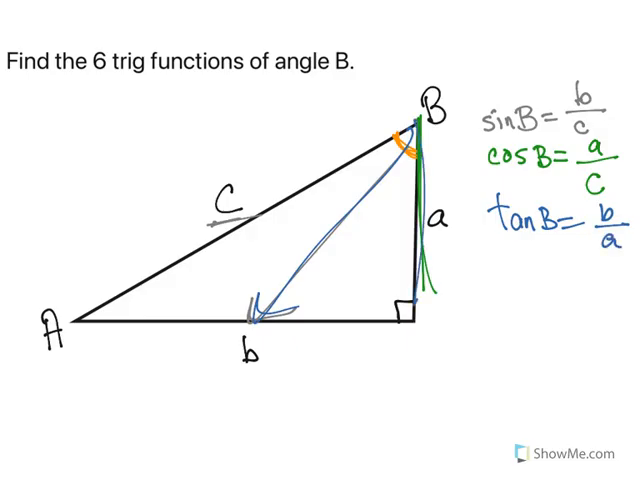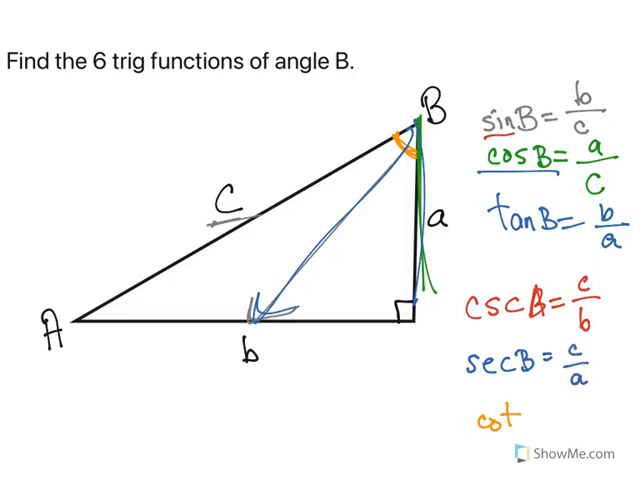And once we have those 3, then we flip them. So the friend of the sine is the cosecant. So the cosecant of B is C over B. The secant of B is the friend of cosine, so we have C over A. And then the cotangent of B is the friend of tangent, so we would just flip it and we have A over B.